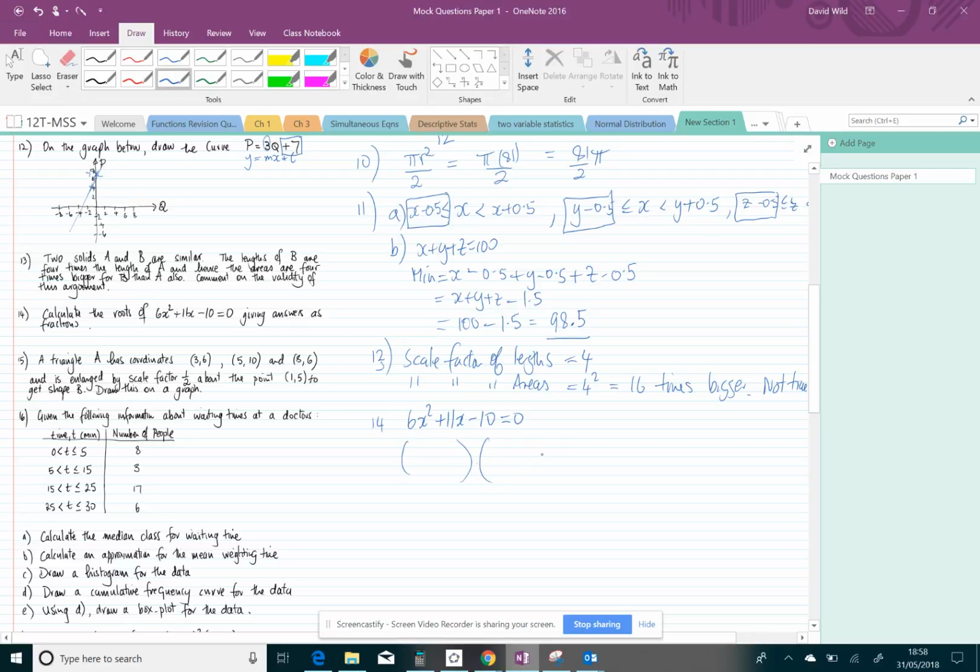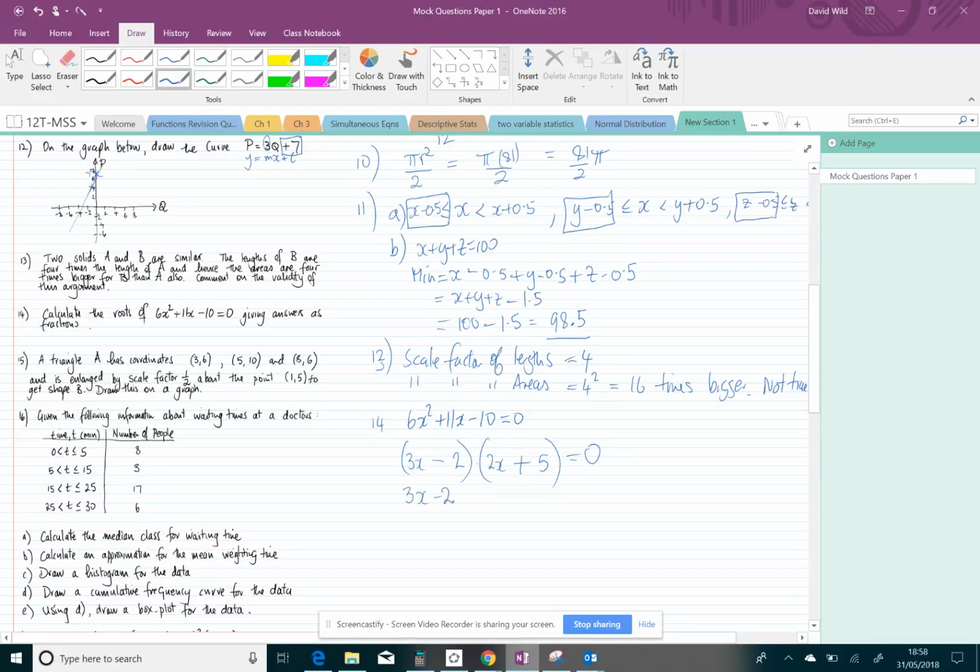Let's try 3x and 2x, and let's try 5 and 2. 6x squared. Here we've got 15 and 4. That could possibly work, 15 and 4. So let's have a look. So we want plus 11, so we're going to have plus 15 and minus 4. Let's see if that works. 3x times 2x, 6x squared. 3x times 5 is 15. 15 minus 4 is 11, so that's correct. And minus 2 times 5 is minus 10. Yes, that's correct. So that's a good indication. You should always multiply it out to check it afterwards.